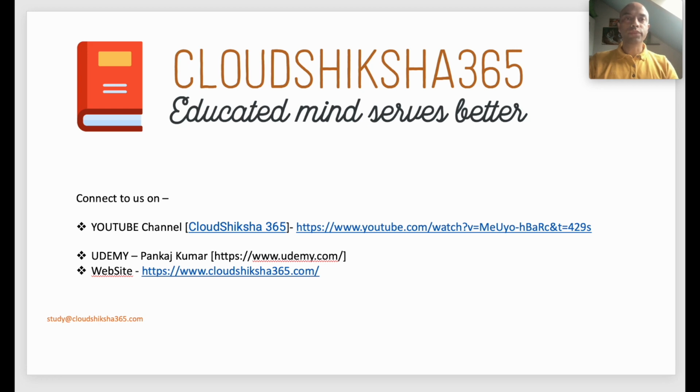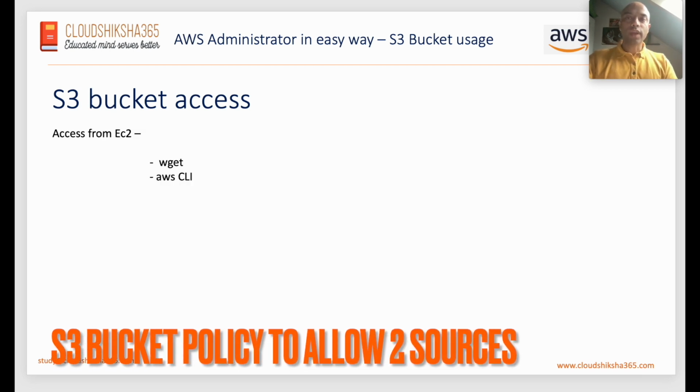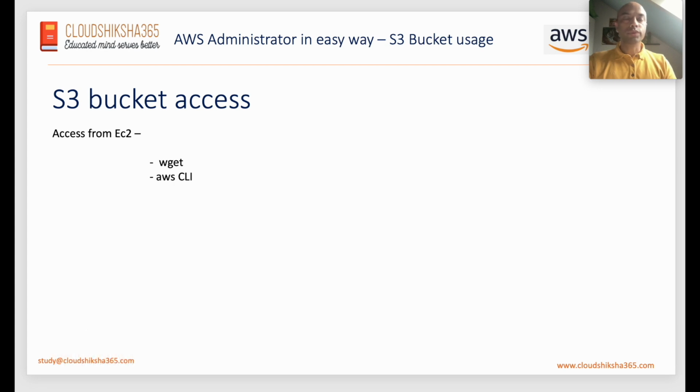In continuation of the previous video, where we learned how we can set up different policies, today I will show you how we can access an S3 bucket and its objects from EC2. Next, we will see how we can download using wget, which is a Linux command line tool to download the objects from any web page.